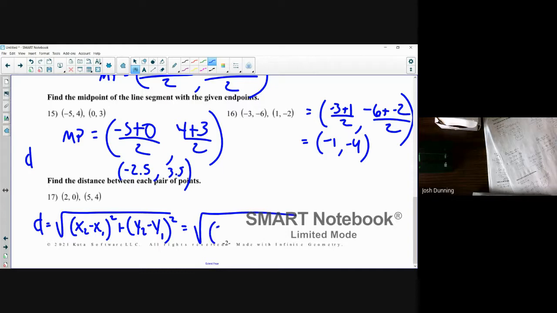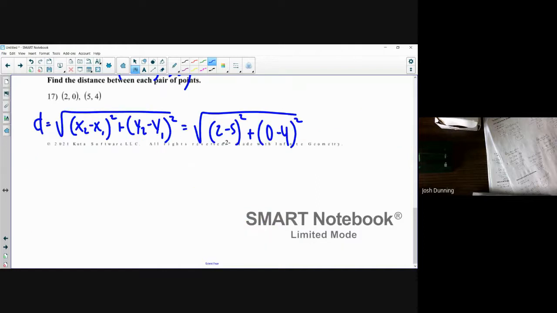So we get 2 minus 5, that whole thing squared, plus 0 minus 4, that whole thing squared. Now you can just type that right into your calculator, square root and all. This one works out to be a whole number. So when you type that in, you get 5.